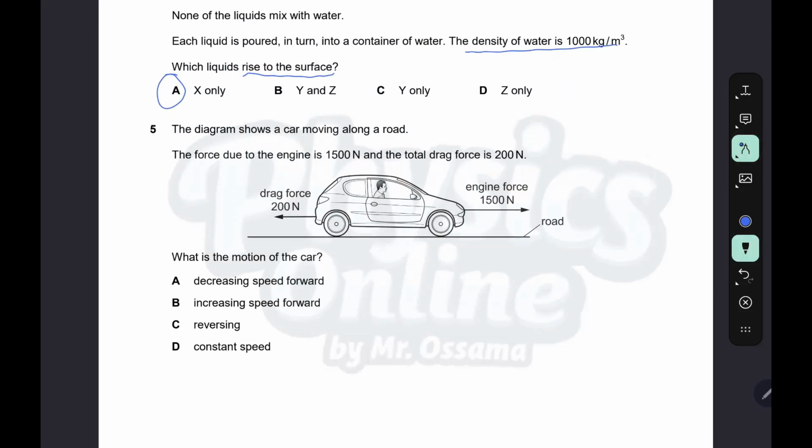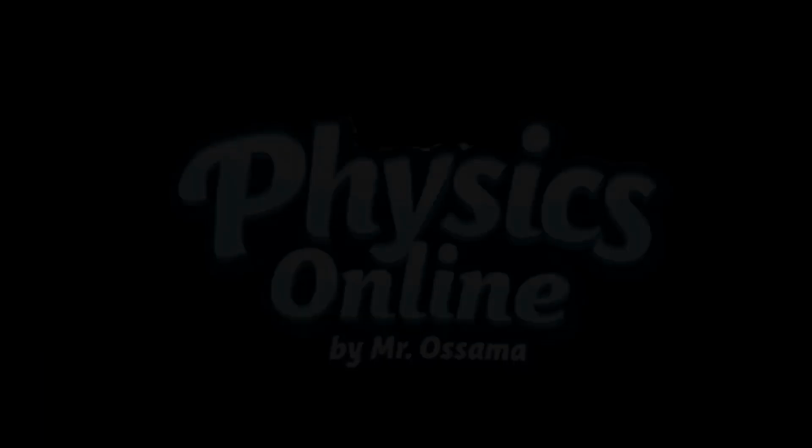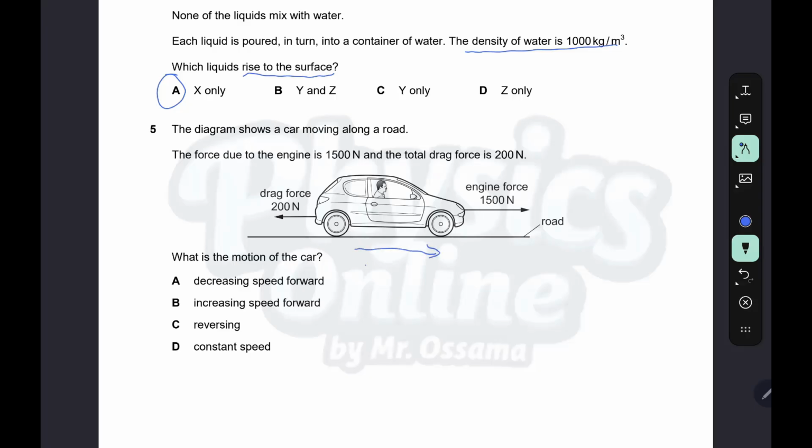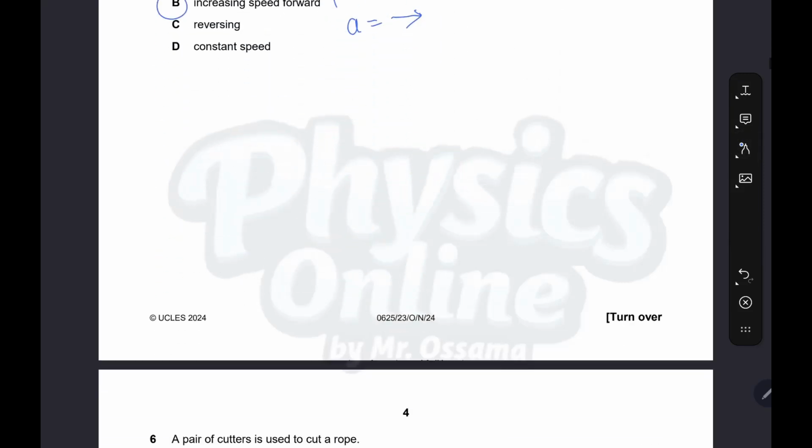The diagram shows a car moving along a road. The force due to the engine is 1500 newtons and the total drag force is 200 newtons. What is the motion of the car? If we check the two forces, 1500 here and 200 here, the resultant force is 1300 in this direction. So we will have acceleration as we have a resultant force, in the same direction. So the speed increases forward.